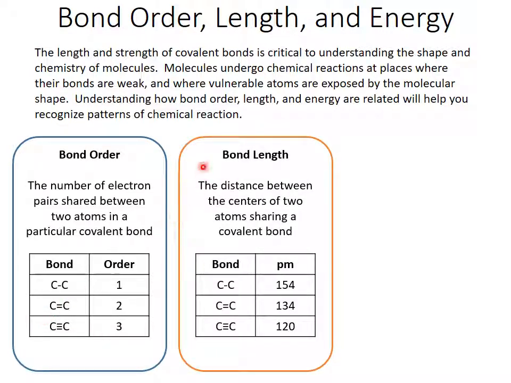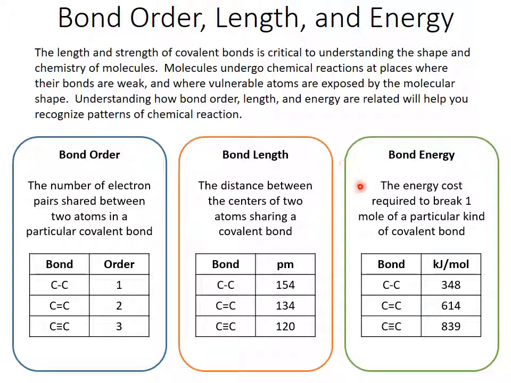Bond length is the distance between the centers of two atoms sharing a covalent bond. So if you and your friend were standing arm's length apart, your bond length would be the distance between you. If we look at our carbon-carbon bonds, we can see that these are measured in picometers, so these are 10 to the minus 12th meter. And for a carbon-carbon bond, for example, the bond length is 154 picometers.